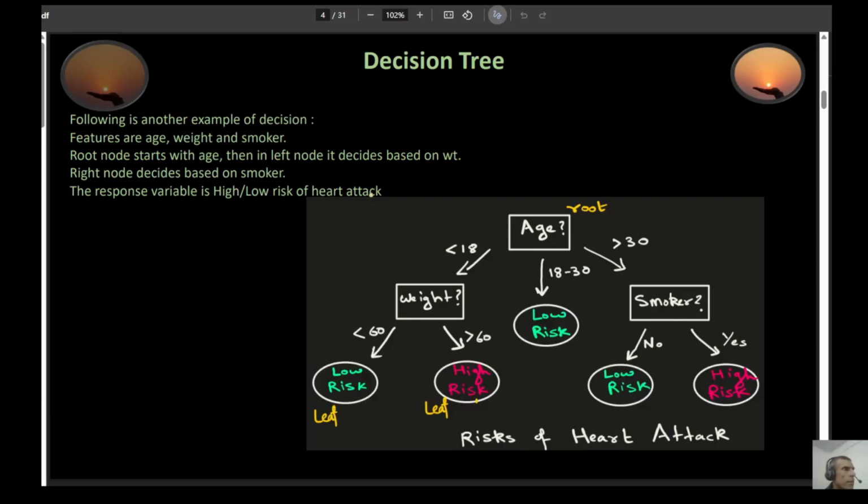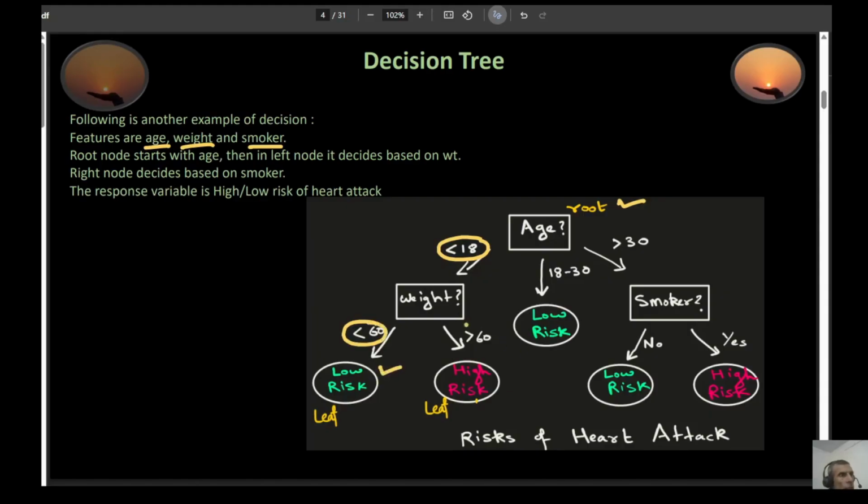Now, this is another example of a decision tree. Here, I'm trying to decide whether a person has a risk of heart attack or not. Maybe he's a low risk or a high risk. So my features in this case are age, weight, and smoker. Your root node starts with age. It asks, what is his age? If his age is less than 18, then you ask this question. What about his weight? What is his weight? If weight is less than 60, then he is at a low risk of heart attack.